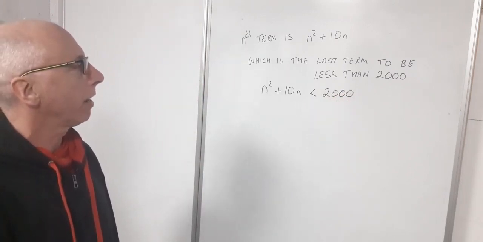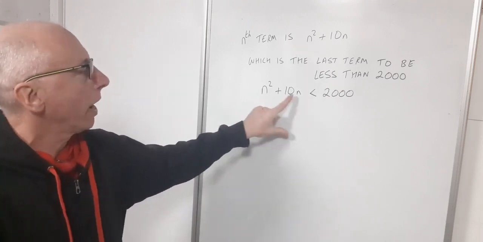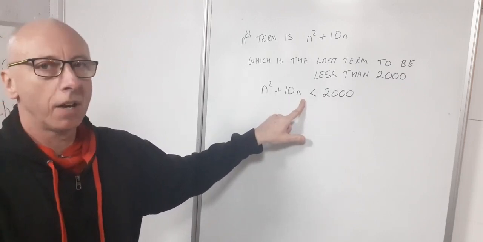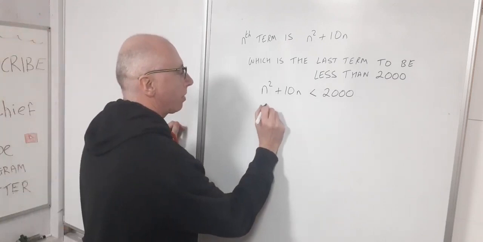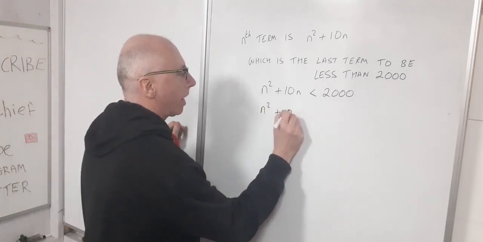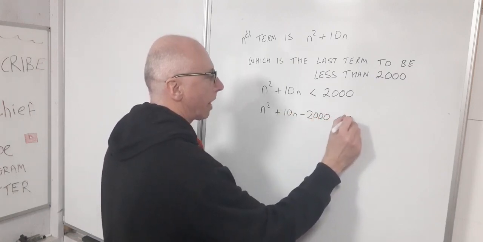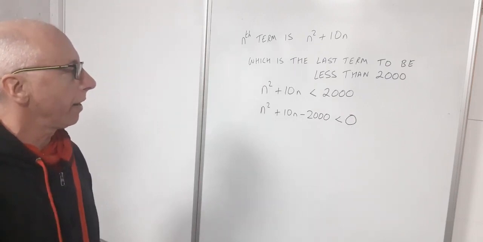Okay, now what I want to know is my value for n. Well, I've got n squared and n and a constant. So if I bring this onto this side, I've then got a quadratic sequence. So n squared plus 10n minus 2000 is less than 0. So that's what I've got there now.